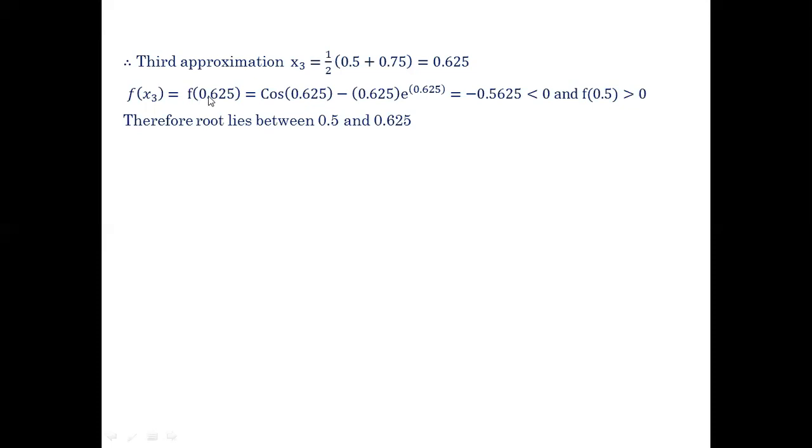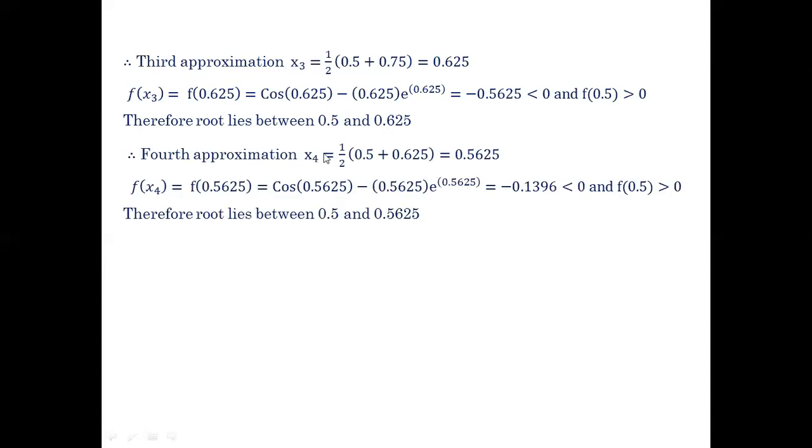x3 is the point, f of 0.625. So cos x minus x e power x. Replace x by 0.625: cos 0.625 minus 0.625 into e power 0.625. Simplification is minus 0.5625, negative, less than 0. And f of 0.5 is more than 0. Therefore, the root lies between 0.5 and 0.625.